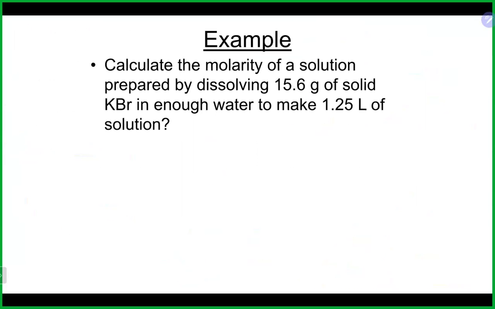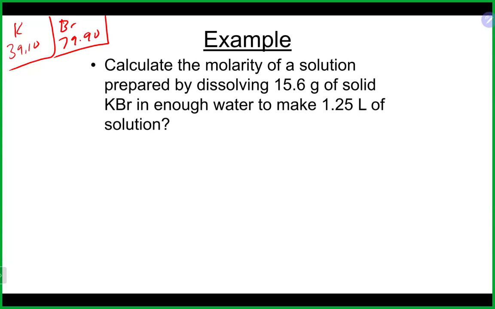All right, so let's try a real molarity question here. What is the molarity of a solution that's prepared by dissolving 15.6 grams of KBr in enough water to make 1.25 liters of solution? Some information might be helpful for you. Potassium is 39.10 and Br is 79.90 from the periodic table. So we're looking for the molarity, the moles per liter of our KBr solution we made. Let's see what you come up with.